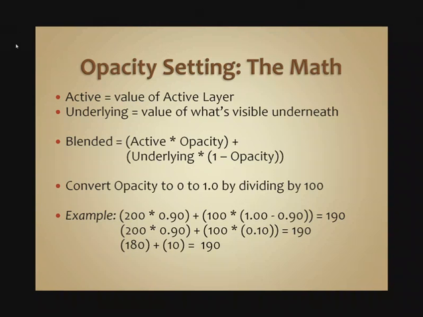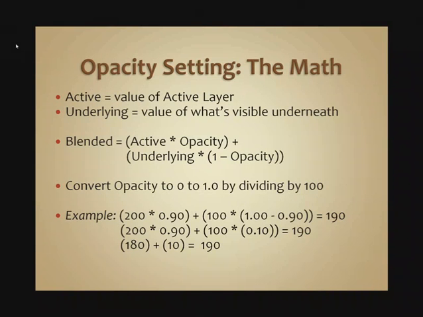Let's talk briefly about the math behind the opacity setting. The math involves two numbers. Let's pretend that we're looking at a single pixel and at one channel from that pixel, maybe the red channel since we're talking about RGB. Active is the value for the active layer, whichever layer it is that we have active at the moment. Underlying is the value of what's visible underneath that layer. Then the blended value is simply the active layer's value times the opacity, and then we add on to that the underlying value times 1 minus the opacity. For the math to work easily, we need to convert the opacity from 0 to 100 to 0 to 1, and we simply do that by dividing it by 100.